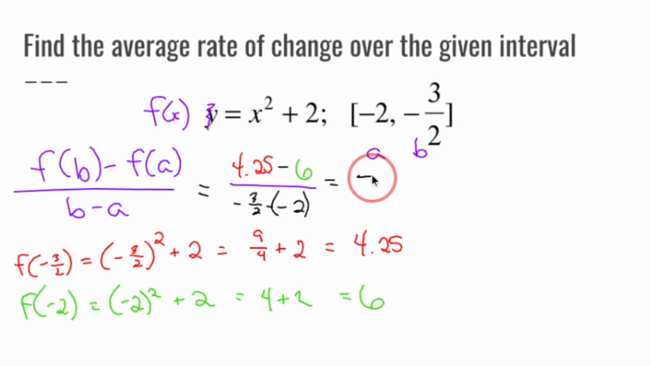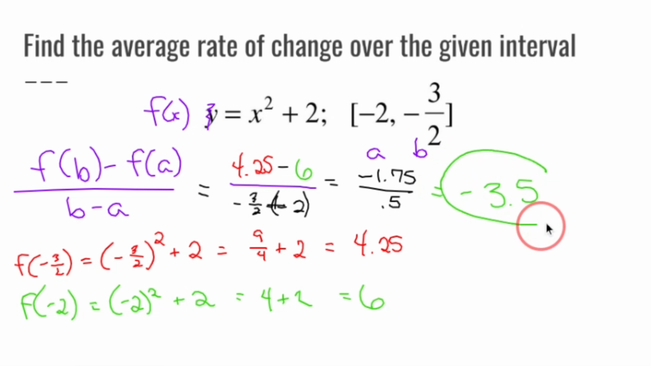4.25 minus 6 is negative 1.75 over negative 3 over 2, double negative. So negative 3 over 2 plus 2 is 0.5. And that's positive. And negative 1.75 over 0.5 is negative 3.5, I think. Yeah. Negative. We got a negative.